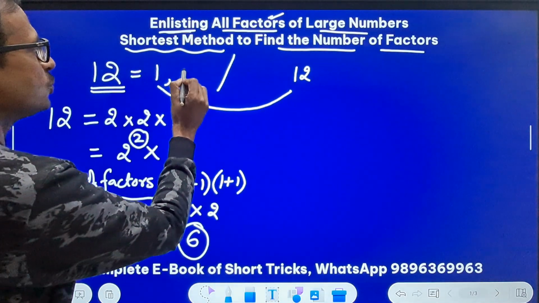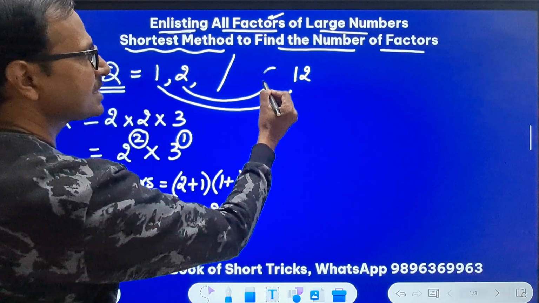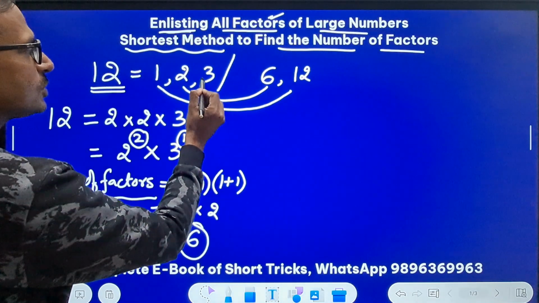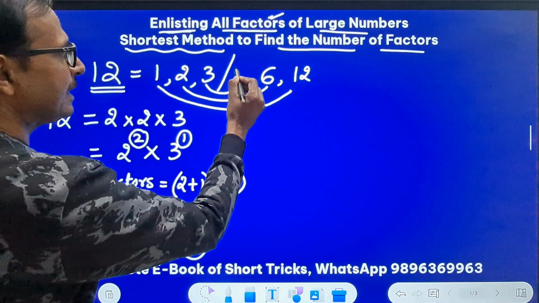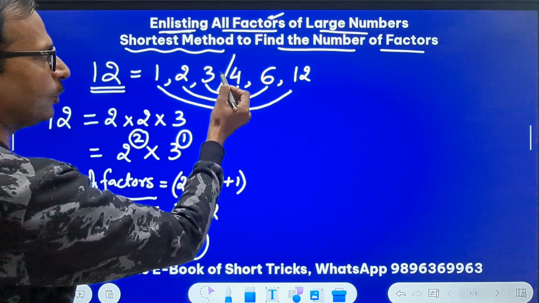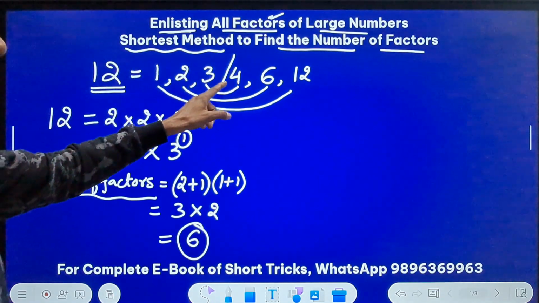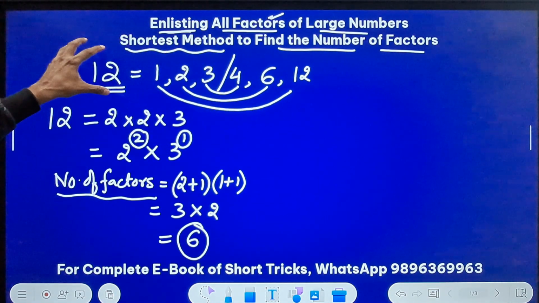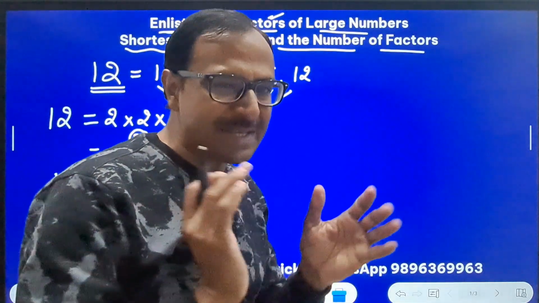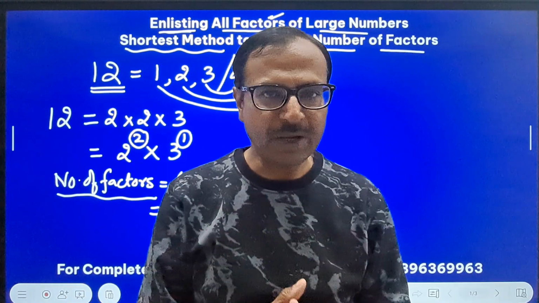12 is divisible by 2 also, and 2 times what is 12? It is 6. So we have enlisted two more. Now 12 is divisible by 3 also, and 3 when we multiplied by 4 gives you 12, and that's it. Between 3 and 4 you don't have any whole number, and therefore you don't need to check further. So you got 1, 2, 3, 4, 6 and 12, which are factors of 12, and there are 6 factors. This is the basic logic. Now I am going to increase the value of the number, and you will see how beautifully the trick works.